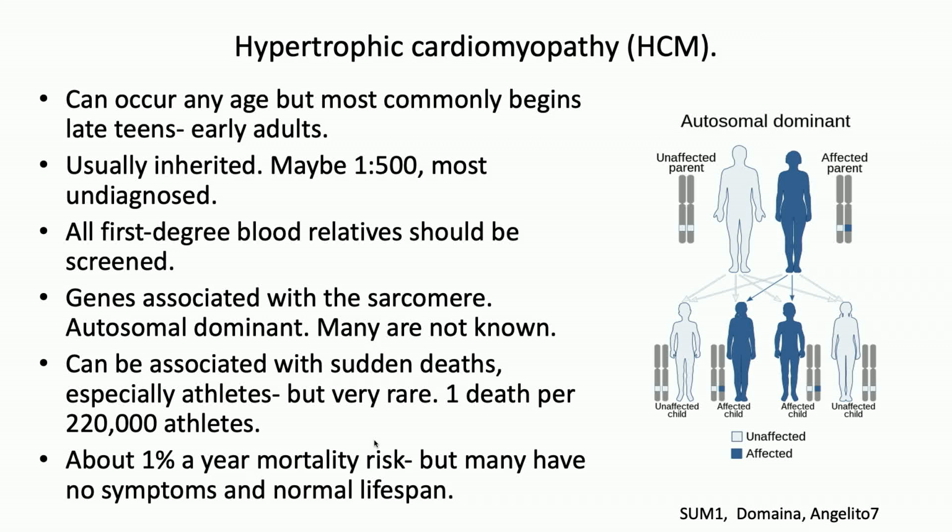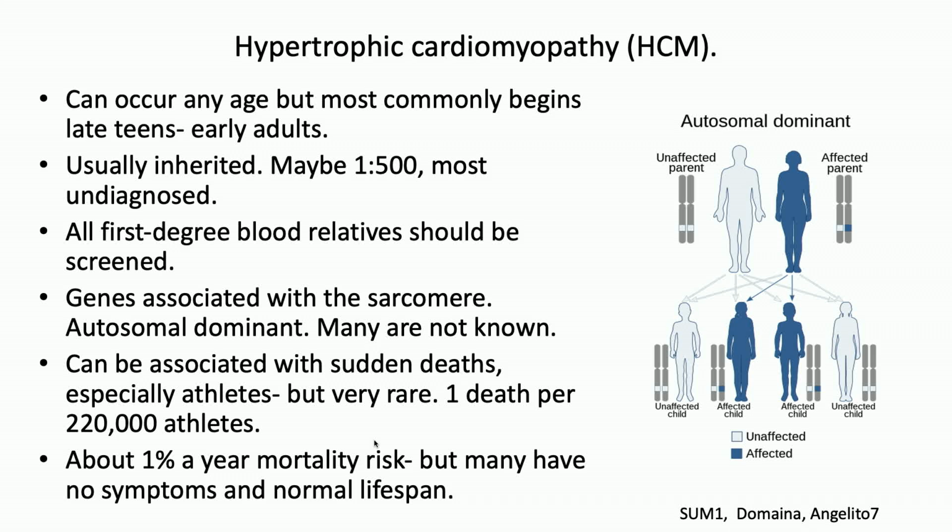serious heart problems. It's inherited in an autosomal dominant fashion, which means that if one parent has it, it's a roughly 50-50 chance that children have it. So if someone has got medically important hypertrophic cardiomyopathy, the recommendation is that all first-degree blood relatives are screened because there is a reasonable chance that they may also have it.